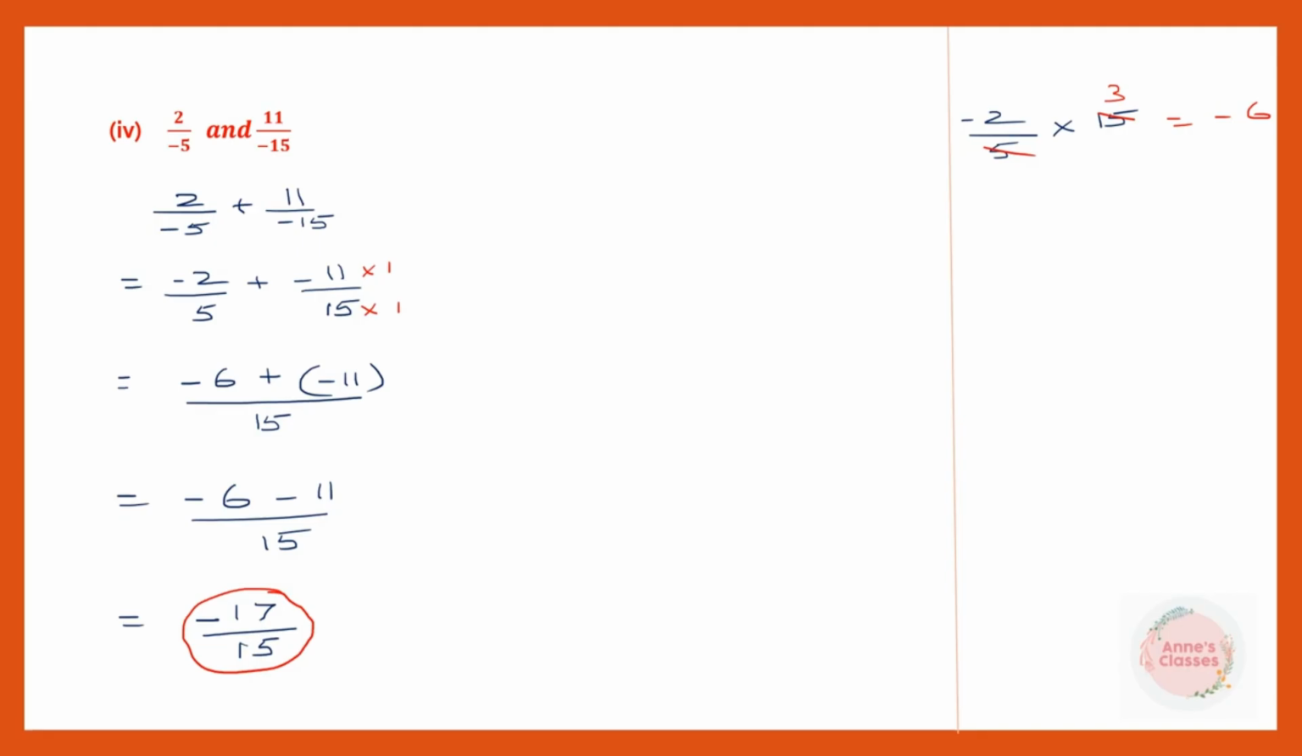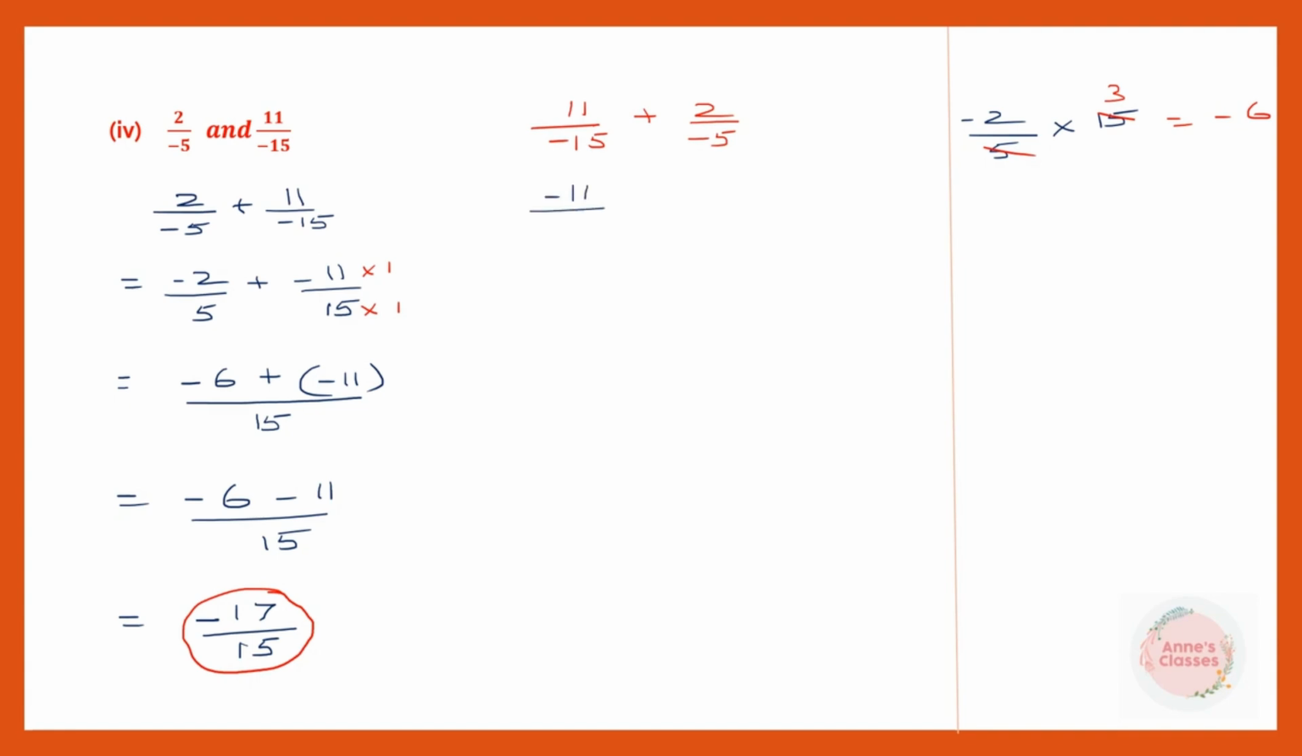Now let's change the order and write. So let's write 11 by minus 15 first, and now let's write 2 by minus 5. So we have reversed the order. This is the order given to us. We have changed the order. Now let's add and see. So change the minus sign from the denominator, transfer it to the numerator.